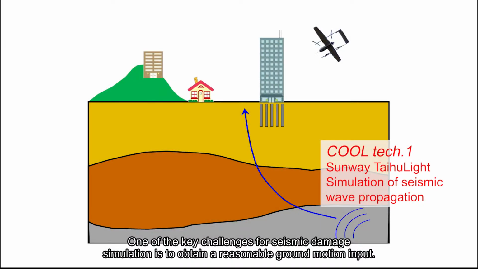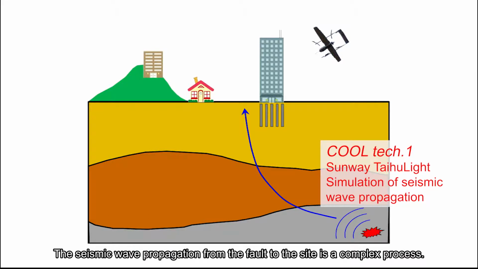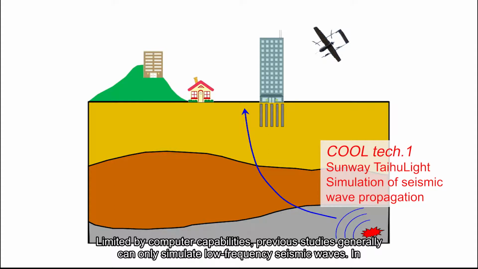One of the key challenges for seismic damage simulation is to obtain a reasonable ground motion input. The seismic wave propagation from the fault to the site is a complex process. Limited by computer capabilities, previous studies generally can only simulate low-frequency seismic waves.